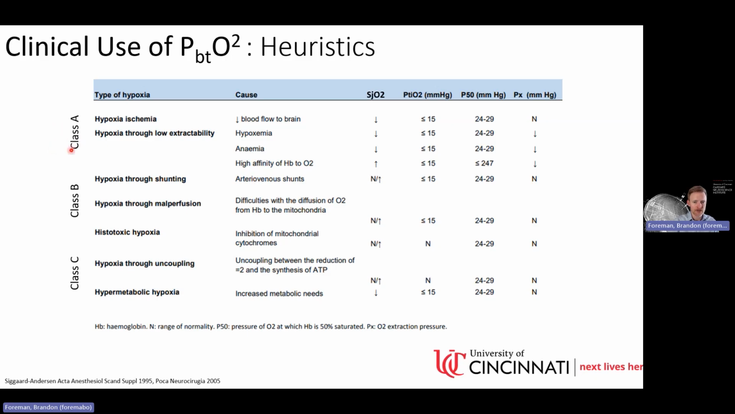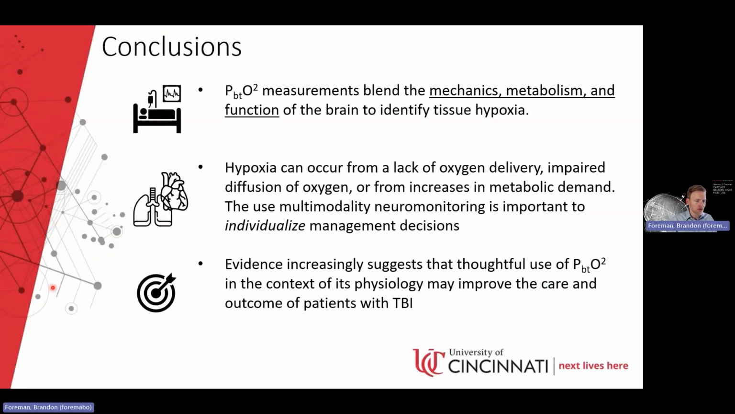Thinking through these classes of hypoxia, for instance, you can see how perfusion of oxygenated hemoglobin, for instance, versus diffusion hypoxia and other barriers to oxygen diffusion, or hypermetabolism, mitochondrial dysfunction, right? These mirror those causes of hypoxia we just talked about that we can intuit by using pbtO2 in context. So in the end, pbtO2, I hope I've convinced you, is a complex number. It really blends mechanics and metabolism and even function of the brain to identify tissue hypoxia in its numerous causes, right? It can occur from a lack of oxygen delivery, impaired diffusion of oxygen, or increases in metabolic demand.